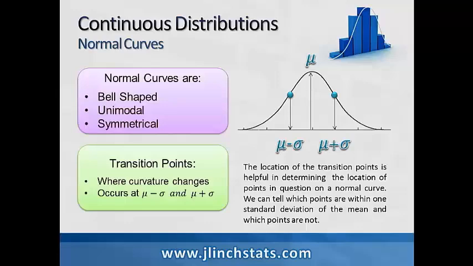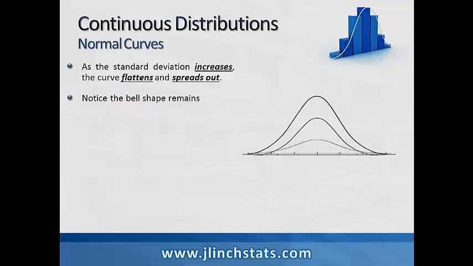We can locate one standard deviation above the mean and one standard deviation below the mean. Now recall that as the standard deviation increases, the curve flattens and spreads out. Notice that the bell shape remains the same, and we didn't change our center either. The center remains the same as well. So if the standard deviation is increasing, our curve is flattening and spreading out. That makes sense because standard deviation is a measure of spread on average away from the center. So higher standard deviations are going to result in bell-shaped curves that are kind of short and fat.